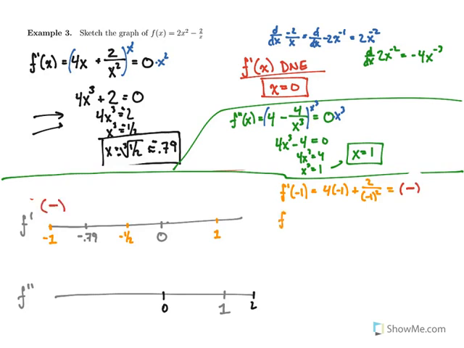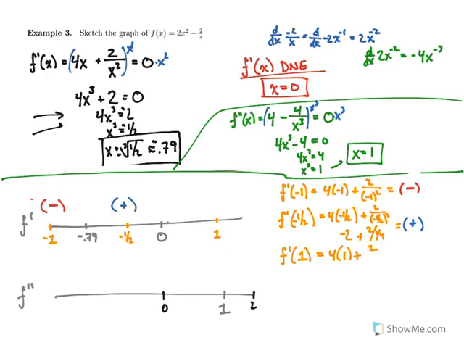Then we have f prime of negative 1/2, which is going to be 4 times negative 1/2 plus 2 over negative 1/2 squared. It's going to be negative 2 plus 2 over 1/4, and that's going to be a positive number. Let's check f prime of 1. 4 times 1 plus 2 over 1 squared. Everything is positive, so this is a positive number.